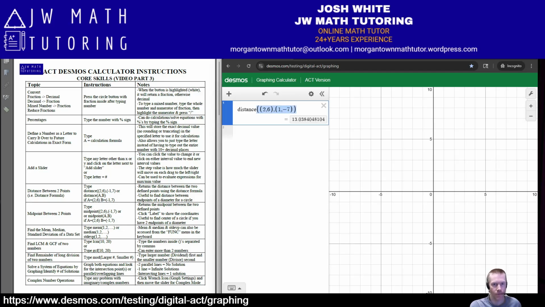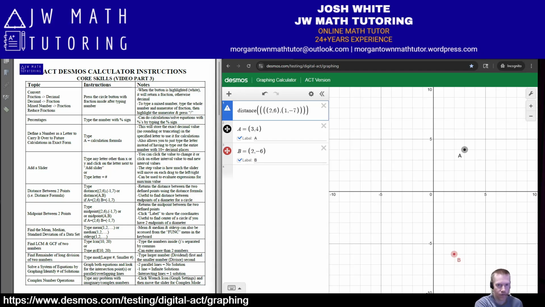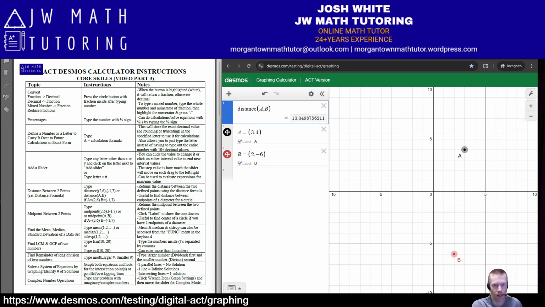Or the method that I prefer is to define the points themselves using capital letters, and you can do this for points in addition to just numerical values like we just went over. You can also, by the way, label them if you're doing something with a graph and it's easy to see. So like here, this is point A, this is point B. Okay, and then in my distance formula, instead of typing out all the coordinates, I just do this. All right, and now it gives me the distance.